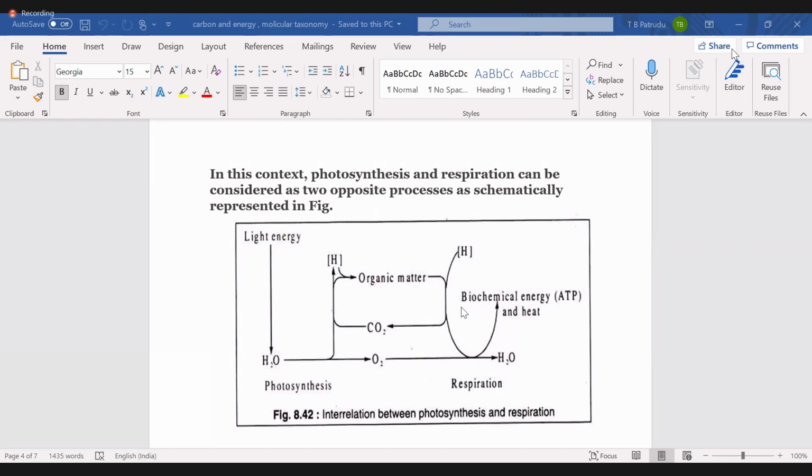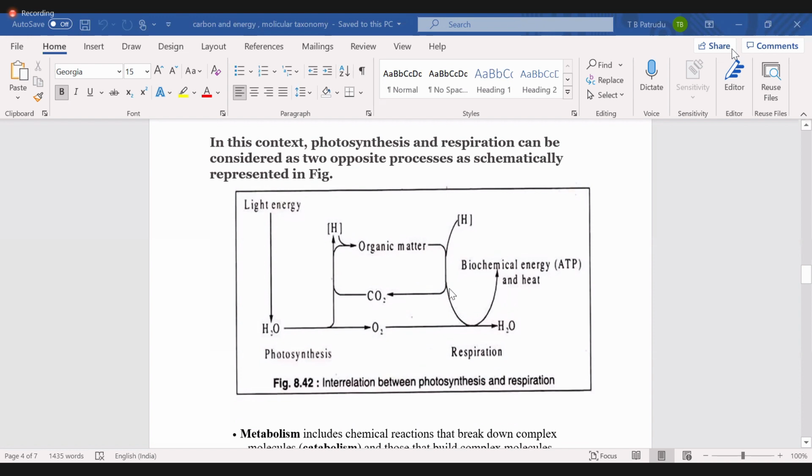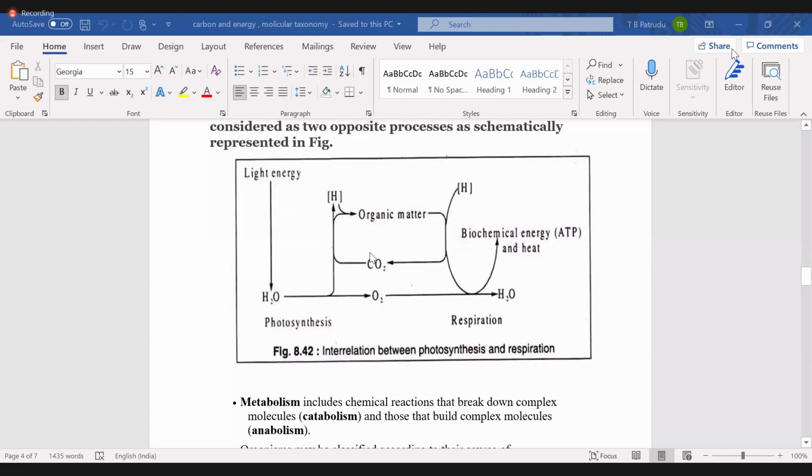In respiration, the released oxygen comes from the water molecules, and at the same time carbon dioxide is released. Whenever it is passed on, carbon dioxide is released again into the atmosphere, and the energetic substance ATP, adenosine triphosphate, comes out, along with heat. This is the schematic diagram of respiration and photosynthesis.